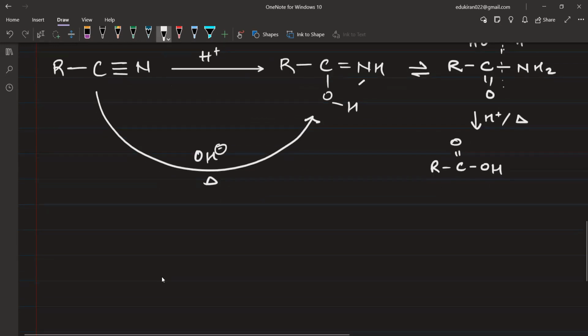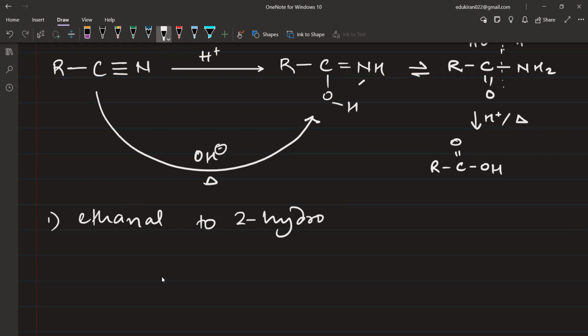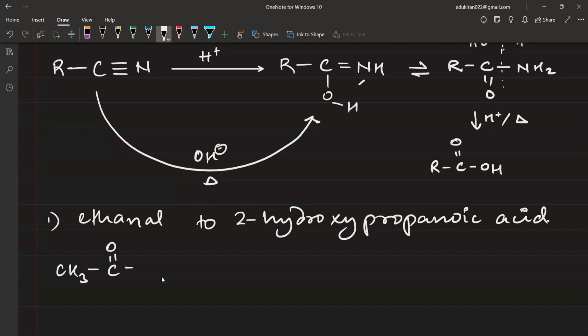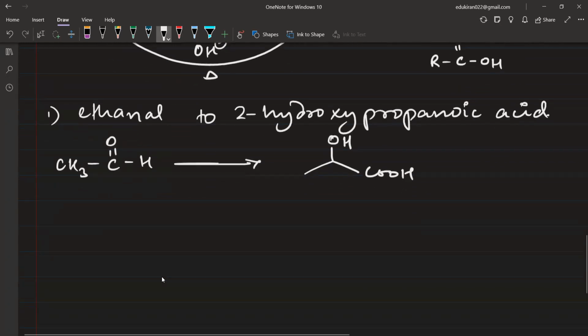There is an important conversion here: you have ethanal to 2-hydroxy propanoic acid. See, ethanal is CH3, C double bond O and hydrogen. 2-hydroxy propanoic acid has COOH, and this carbon atom is having OH. First of all you have CH3COH, and there is an increase of one carbon atom.